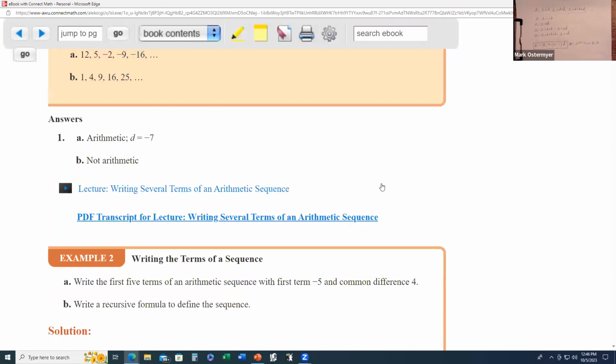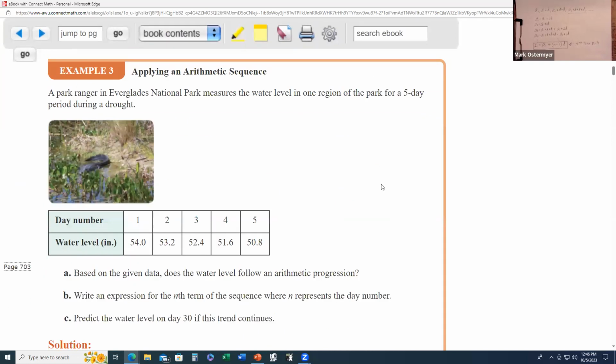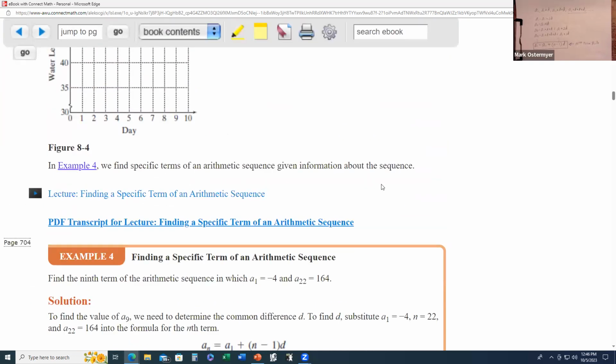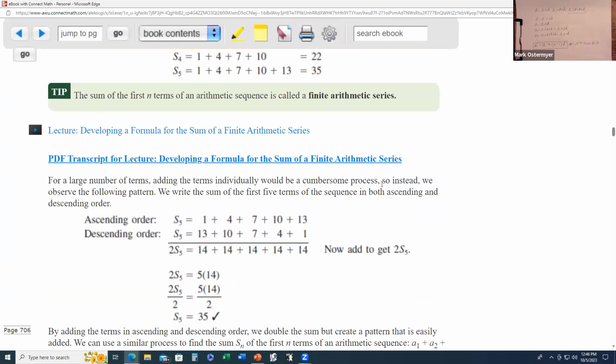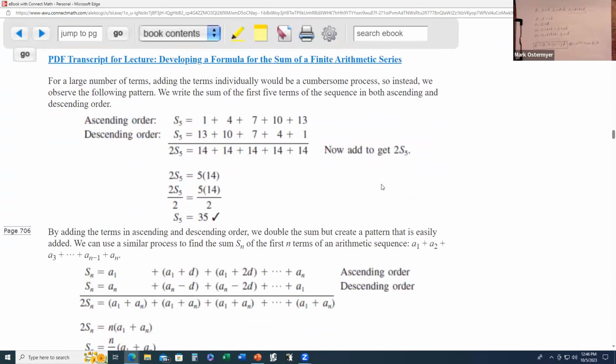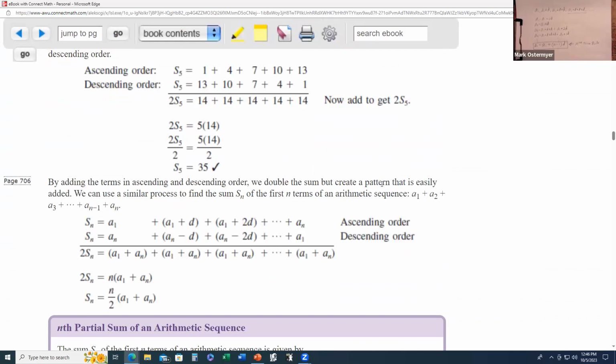All right, so I want to show you where this sum of the first n terms in arithmetic sequence formula comes from. And I'm going to show you how to derive it, ladies and gentlemen.